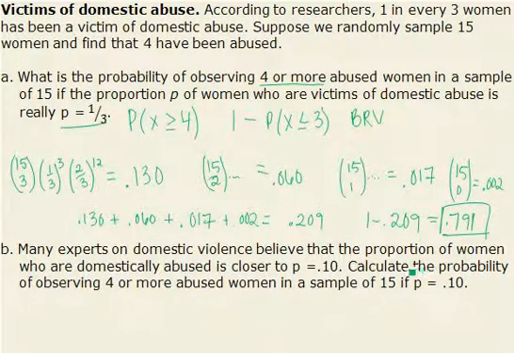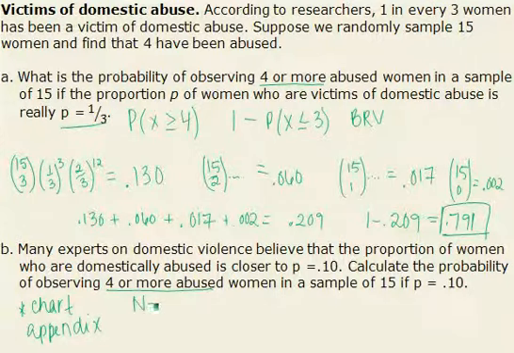Now for this second case, some experts believe that the proportion of women domestically abused is closer to a probability of 0.10. They want us to do the same experiment, observing 4 or more, if we have a sample of 15 at 0.10. Well, for this one, we can use our chart in the appendix.